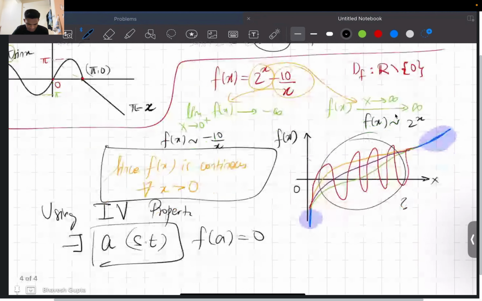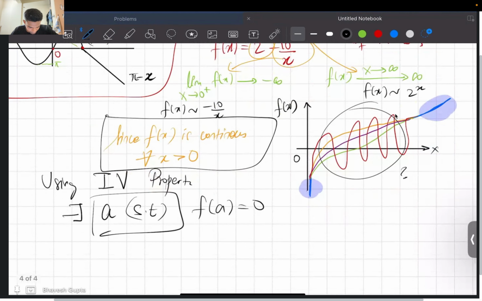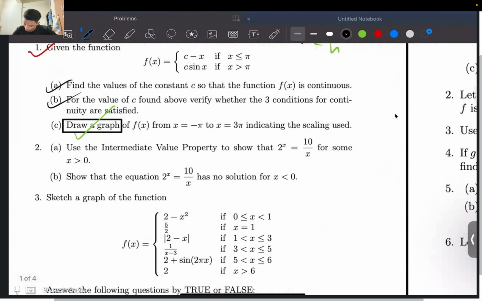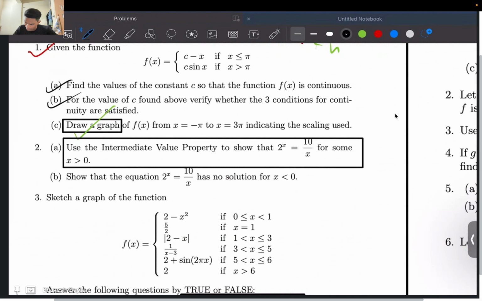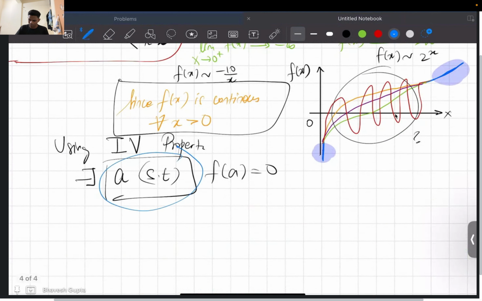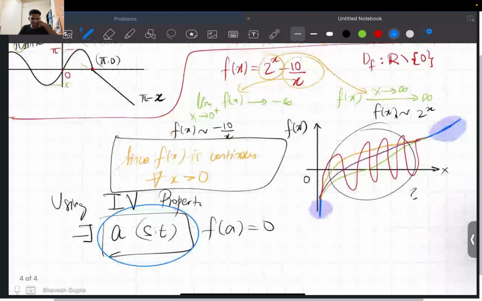So that means I have just proved the statement, because they have asked me to prove that for some value, and I just told you this. There exists some value using this intermediate value theorem.